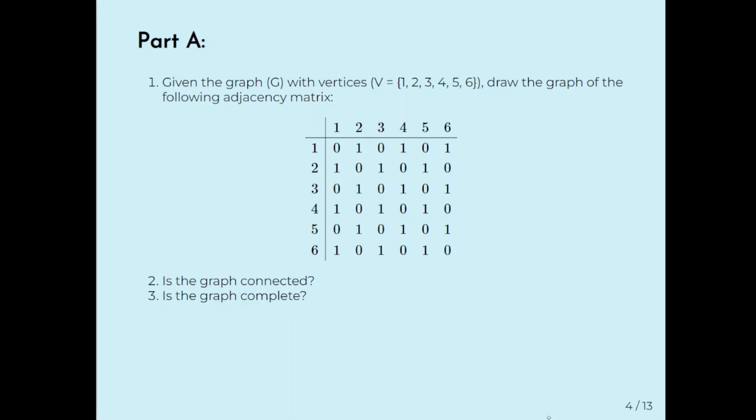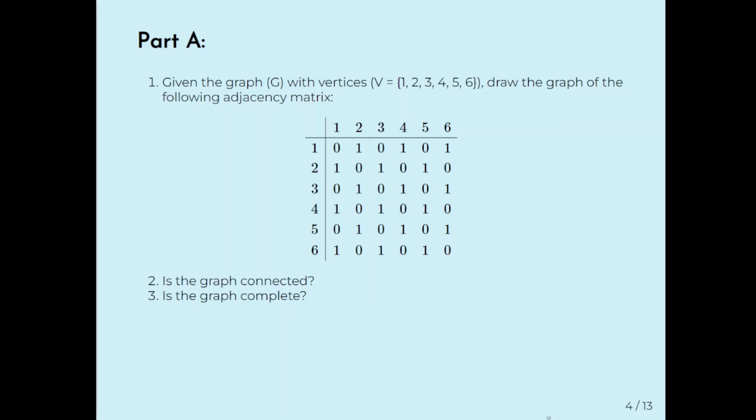Given the graph G with the vertices 1, 2, 3, 4, 5, and 6, draw the graph with the following adjacency matrix. Okay, let's just take a moment to study that and see if we pick up any patterns there. So let's look and see what vertex 1 is connected to. Vertex 1, which is the top row, not including the column headers, is 0, 1, 0, 1, 0, 1. So it's connected to 2, 4, and 6. Let's look at vertex 2: 1, 0, 1, 0, 1, 0. So it's connected to vertex 1, vertex 3, and vertex 5, and so on.